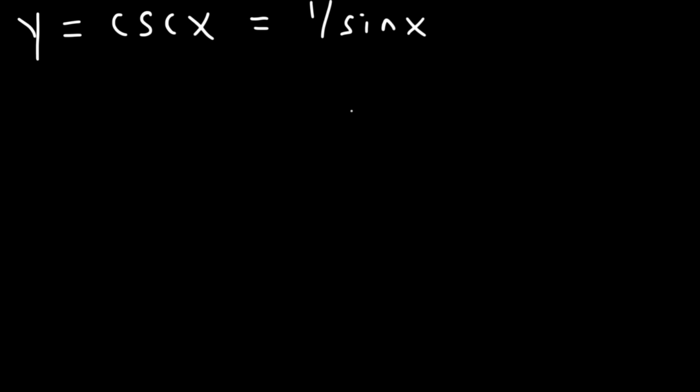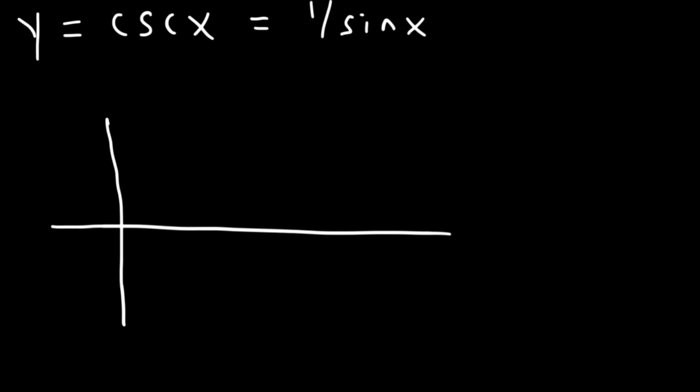Now let's move on to cosecant. How can we graph the cosecant function? It's important to understand that cosecant is 1 divided by sine. And so if you can graph the sine function, you can graph the cosecant function. So the rules for cosecant are similar to the rules for the sine function. If the period for sine x is 2 pi, the period for the cosecant function will also be 2 pi.